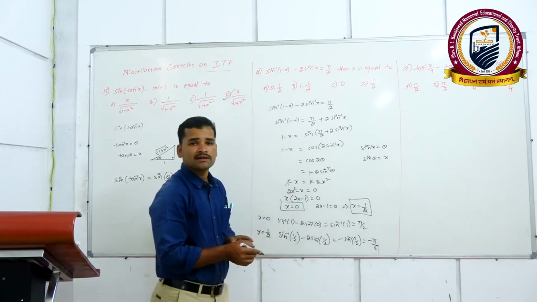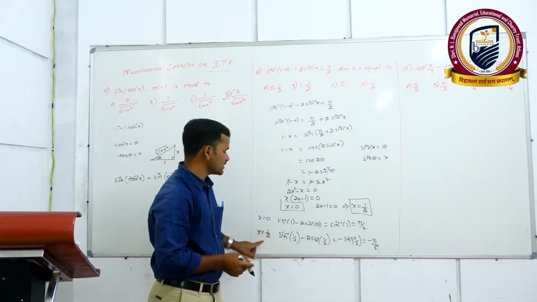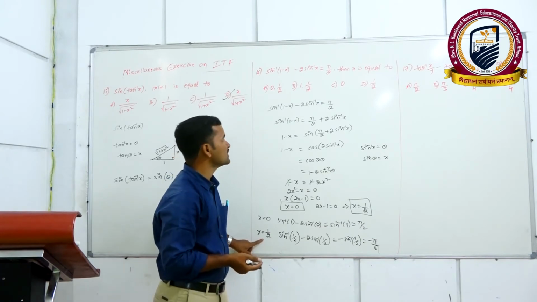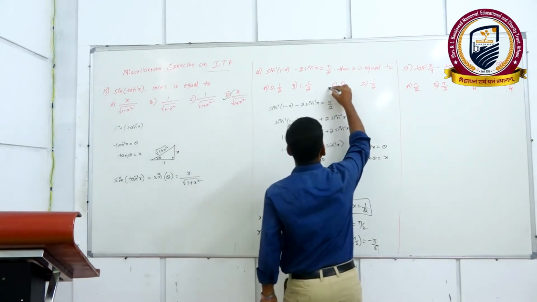But here it is pi by 2 that is there. So 1 by 2 we should not consider as the solution. So option C is correct here.